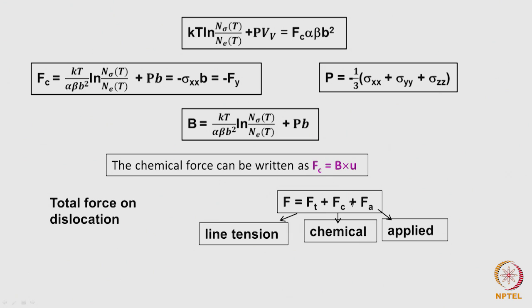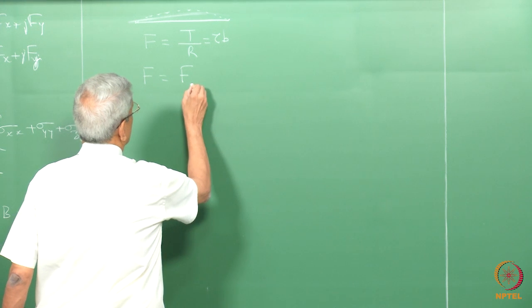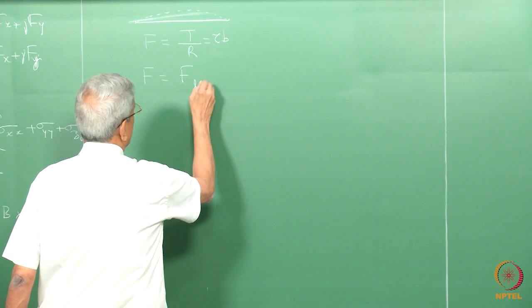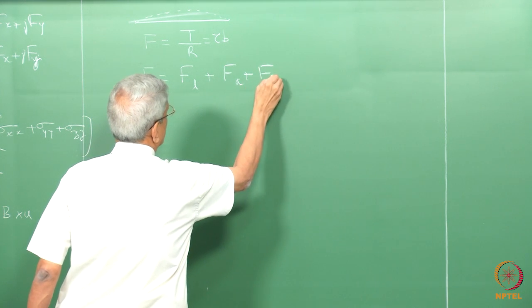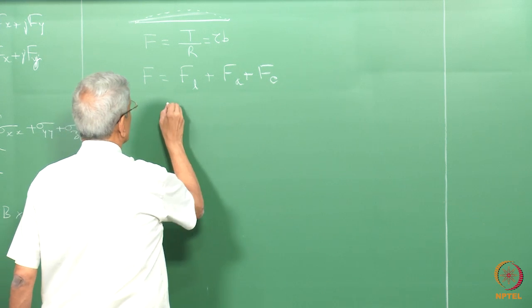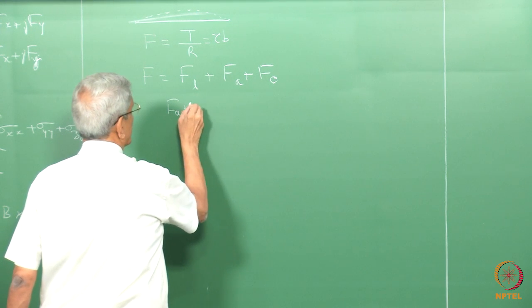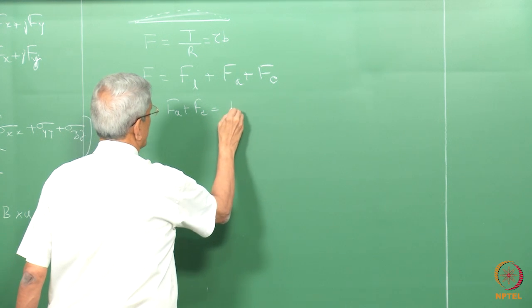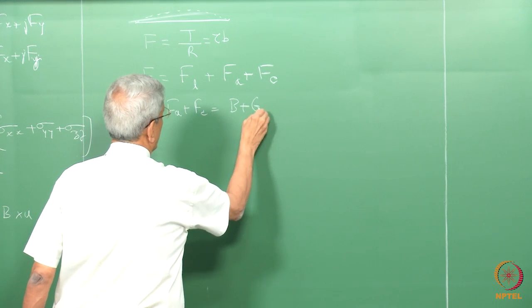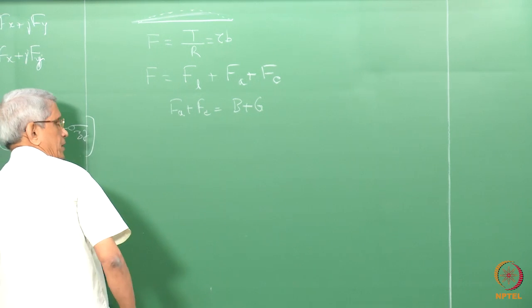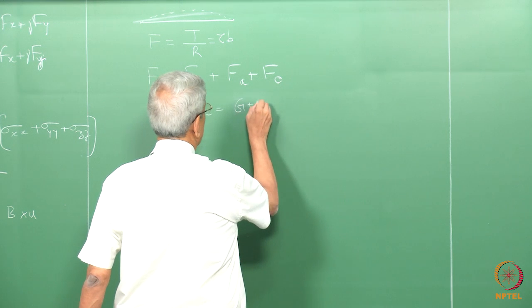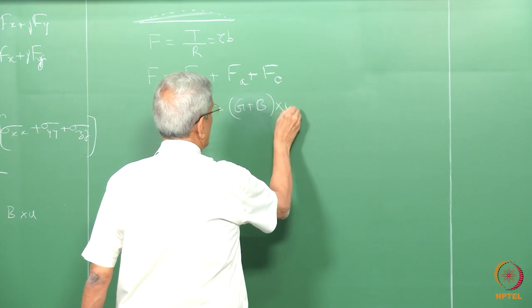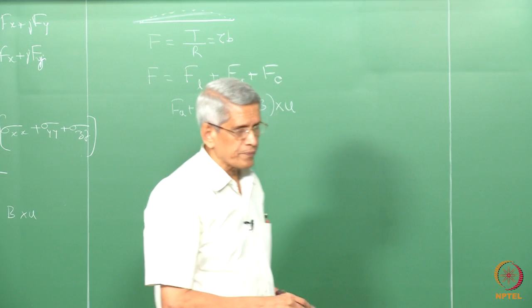These forces: F equals the force due to line tension, Fl, plus F applied plus Fc. So these 2 together, F applied plus Fc, we can write it to be equal to, or I should write it the other way around, G plus B cross U, correct?